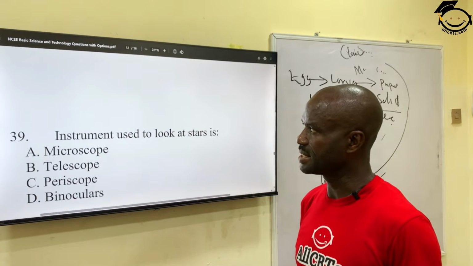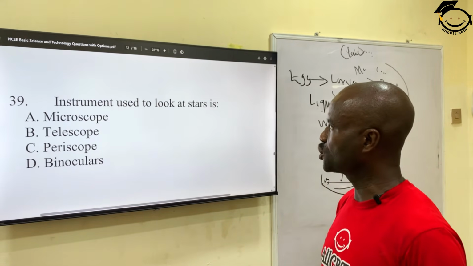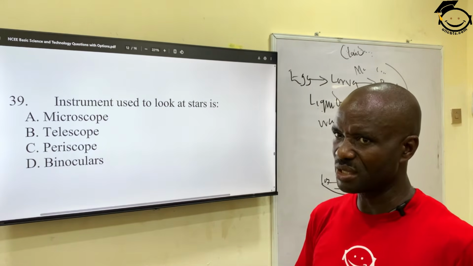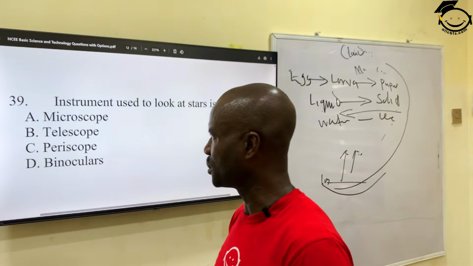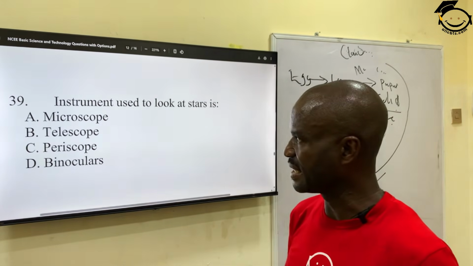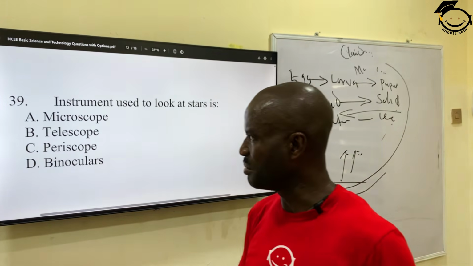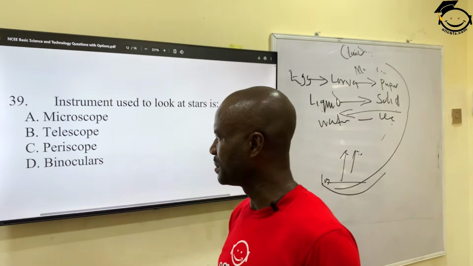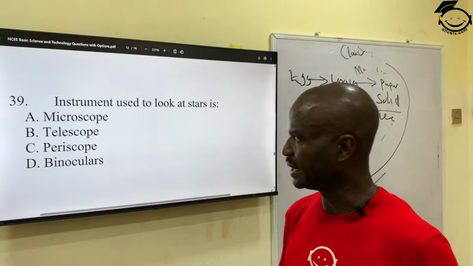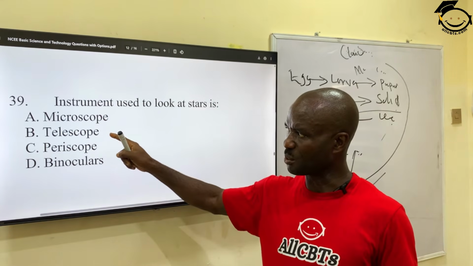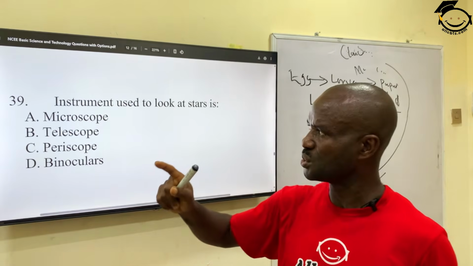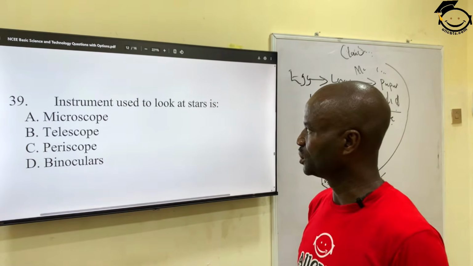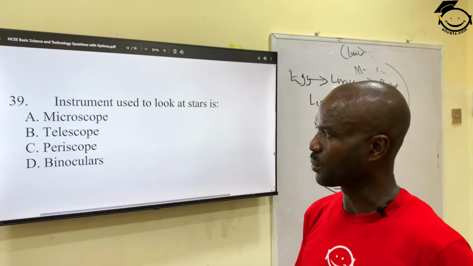Question 39. Instrument used to look at star is, we have an instrument to look at the position of star in the sky. It is called A, microscope, B, telescope, C, periscope, D, binocular. The correct answer is telescope. Telescope is used to look or to observe the structure of the star.